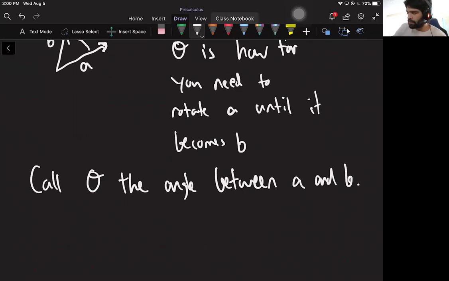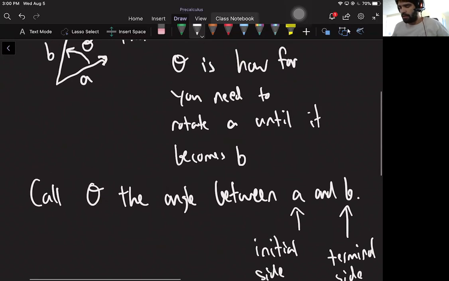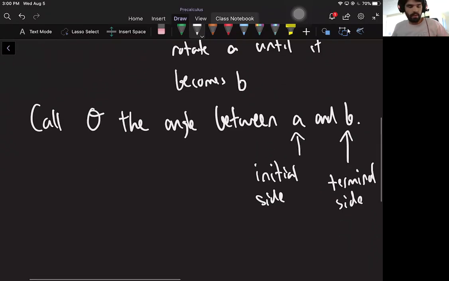And then another thing is that because I'm going from A to B, sometimes you might call this the initial side of the angle. You might call this the terminal side. These fancy words are sort of just distractions from what you really need to do, so don't worry too much about them for now. What we need to do now is learn how to measure these angles.